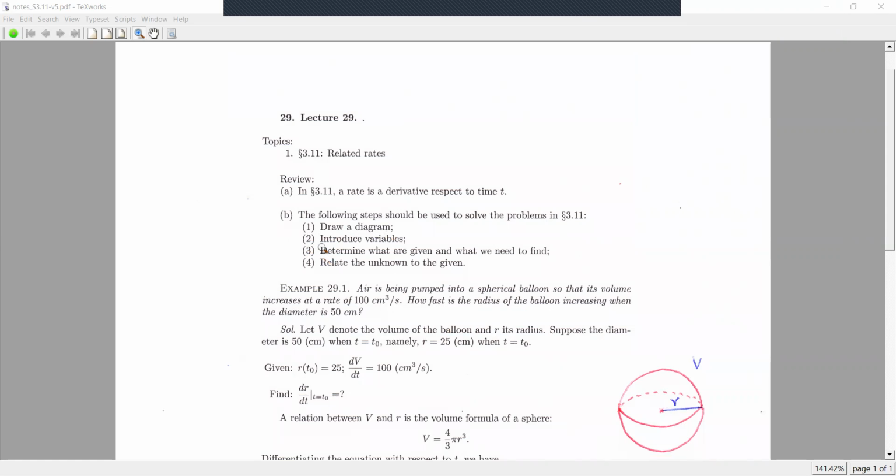Step 2, introduce variables. I let V be the volume of the balloon and r the radius of the balloon. Please note that radius and volume both are changing. They depend on the time t. Therefore, they are functions of the time t.